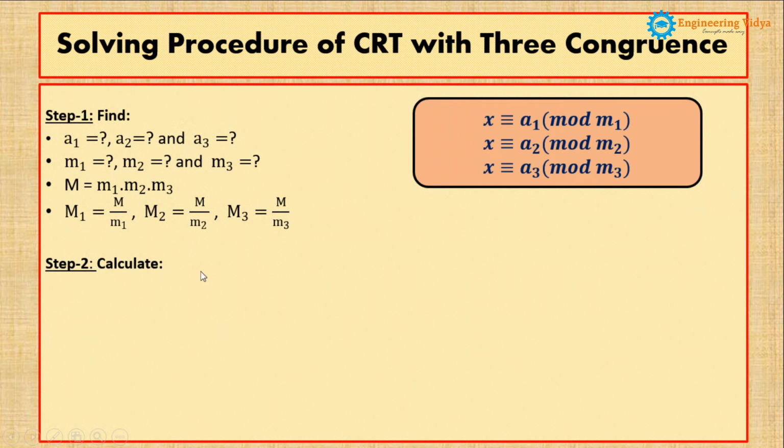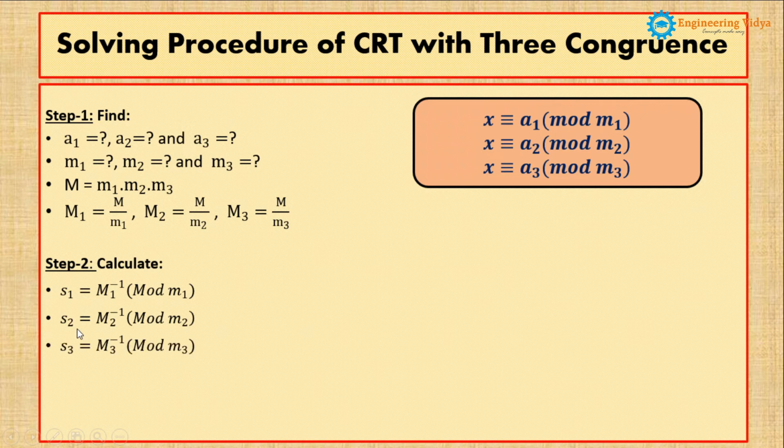So now we'll go to step number 2, where we will calculate S1, and S1 will be calculated using the formula capital M1 inverse mod of m1, where the capital M1 inverse mod of m1 can be calculated from the inverse modulus concept that we already had seen. In a similar way we'll calculate S2 also, and then we'll calculate S3. We are going up to S3 only because here we have 3 congruences, right?